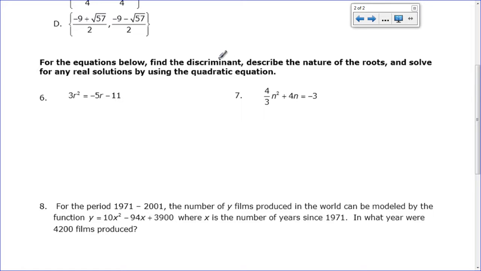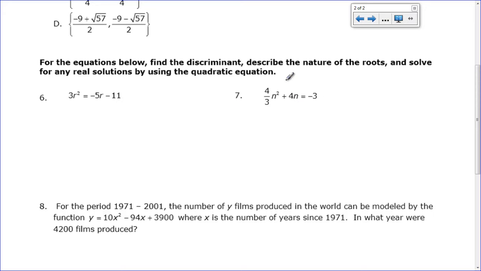So it tells us first to find the discriminant, describe the nature of the roots. That just means tell me how many there are. Are there 1, 2, or none? And then solve for any real solution. So if you get a positive number or 0, you will solve. If you get a negative number, you will just tell me there are no real solutions and be done.